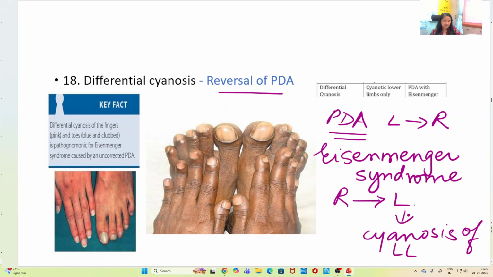Okay, as you can see here, there is cyanosis and there is clubbing of the lower limbs more than the upper limbs. Now this differential cyanosis, where there is more clubbing and cyanosis of the lower limbs, that is the toes, more than that of the fingers, is a very pathognomonic sign for Eisenmenger syndrome, and this is caused by uncorrected PDA.